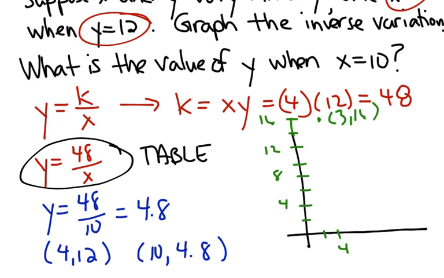Another ordered pair is 4, 12. We already knew that one. Another ordered pair is 6, 8. Another ordered pair is 8, 6. Another ordered pair is, let's see, we know 10, 4.8, but I don't want to graph that because it has a decimal in it. Another ordered pair is 12, 4, which is probably good enough now.